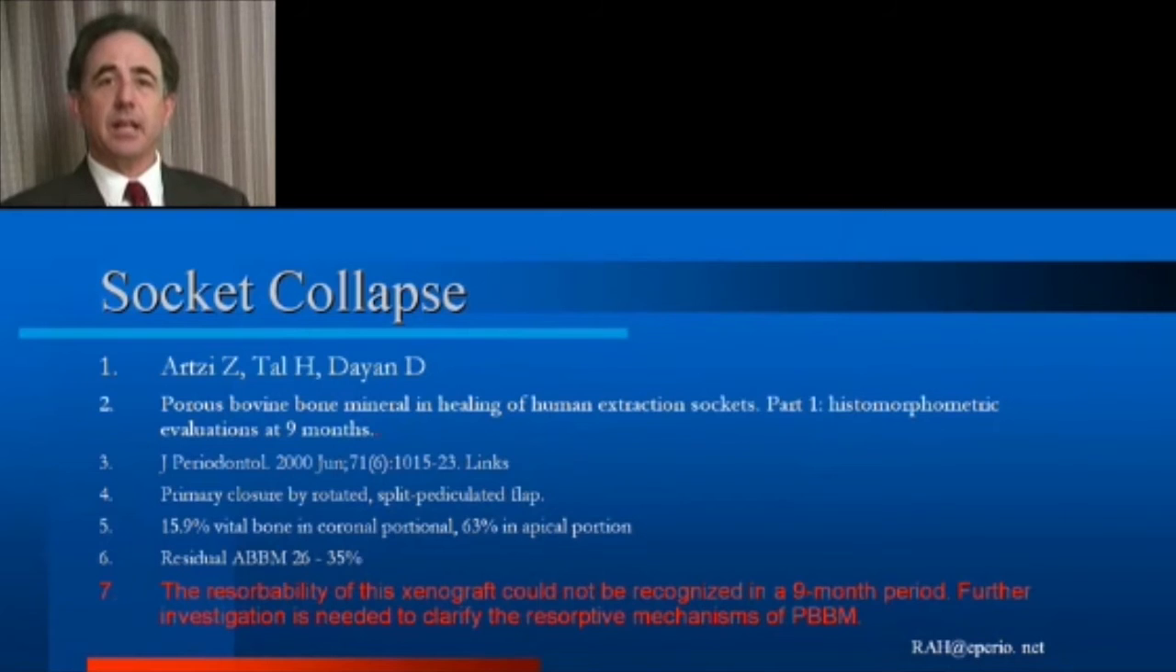Zvi Artzi and Chaim Tal and his group have done a lot of research with the anorganic bovine bone minerals. What they showed in their socket studies was that with this particular bone, BioOs, they saw only 15% vital bone in the site. However, what they showed is 26 to 35% residual bone graft at 9 months when the sites were re-entered for dental implants. And again, residual non-resorbed bone graft material changes the vital component of the bone and changes the elasticity whether or not a dental implant is placed.